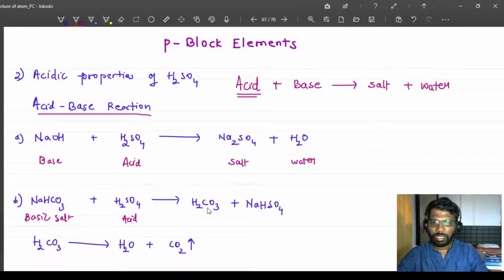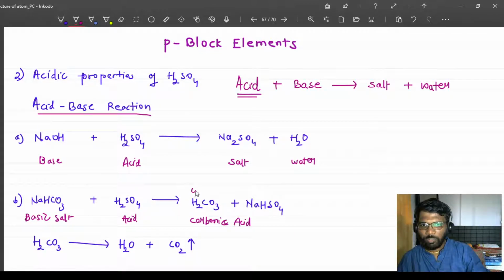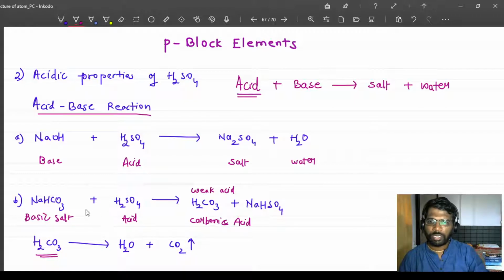What we get is carbonic acid. This is called carbonic acid. Now, this is generally a weak acid. Carbonic acid is a weak acid. Further, the weak acid gives water and carbon dioxide is released in the form of gas. So what happens over here is that the acid donates one of its hydrogens to this.